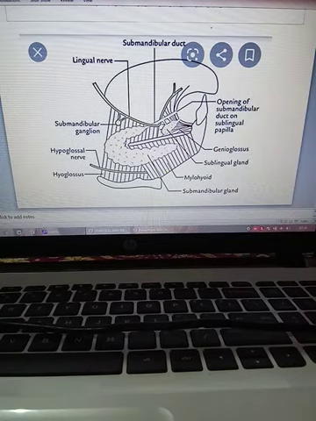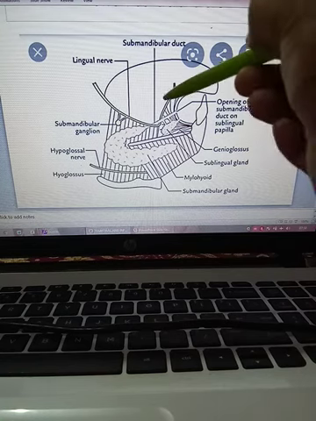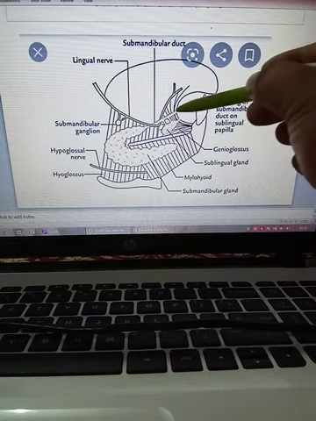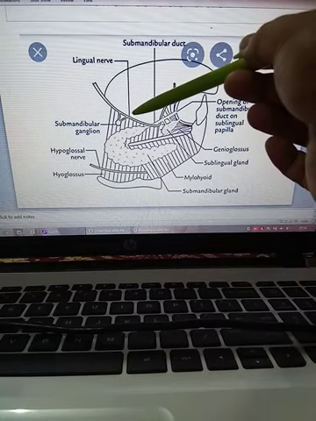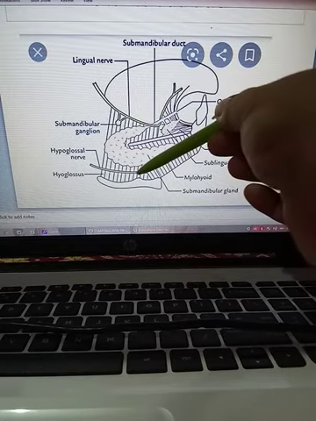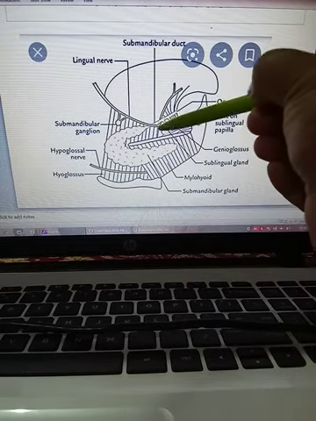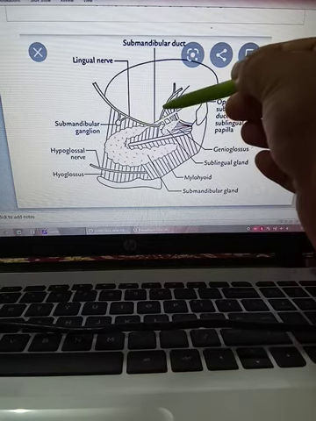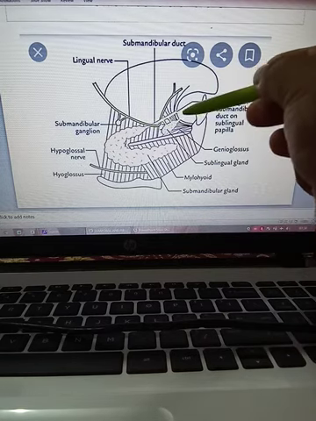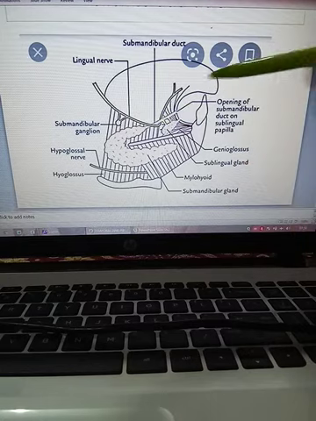Then talking about the submandibular duct or the Wharton's duct. It is 5 centimeters in length, and it lies between the lingual nerve and the hypoglossal nerve. At the anterior border, this duct is being crossed by the lingual nerve.